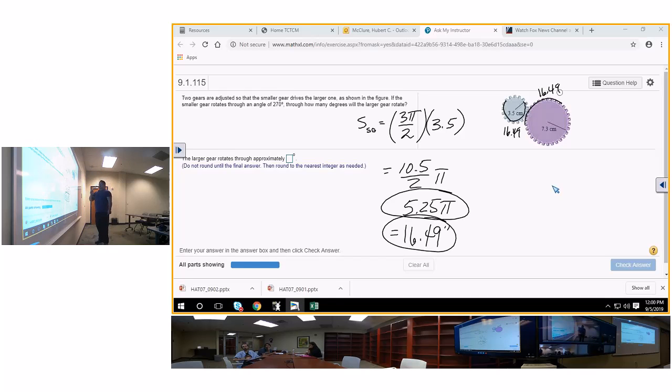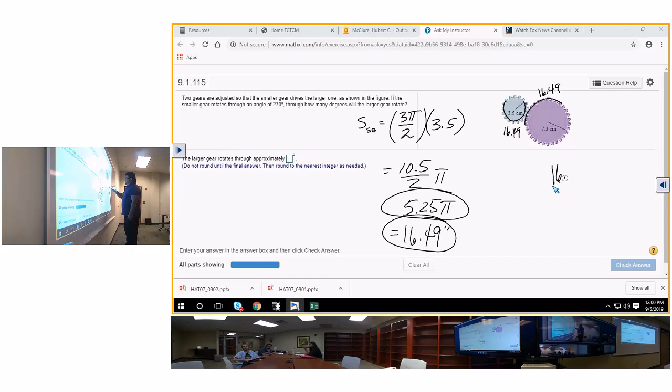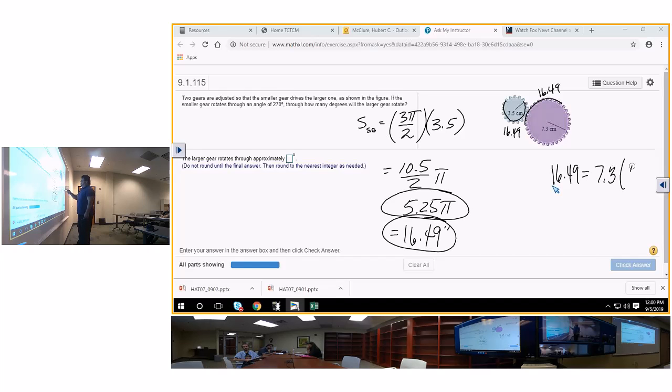Now, if both of them travel 16.49 inches, then I can set this one: 16.49 inches is equal to 7.3 times what? 8. And now you can redo what we just did on the previous problem.